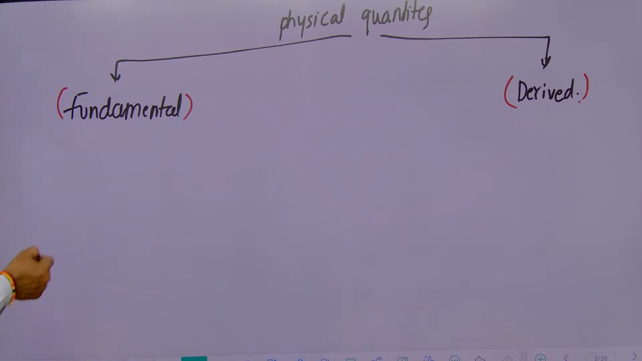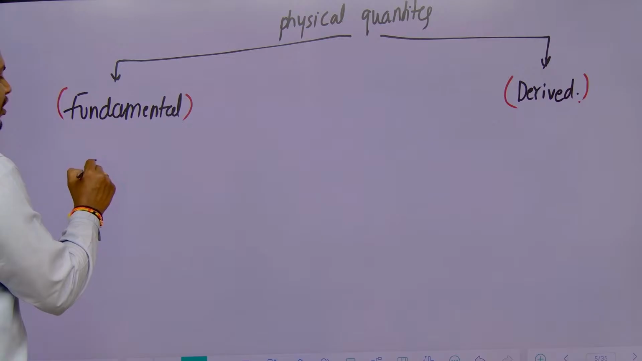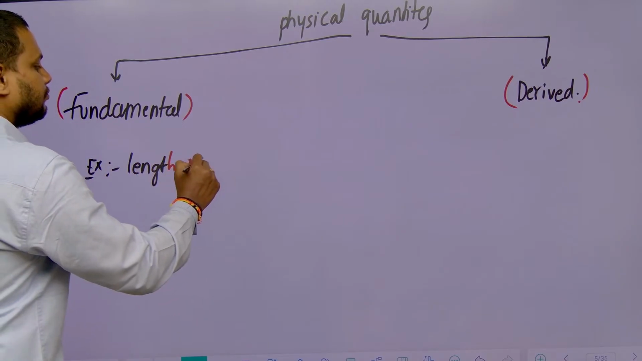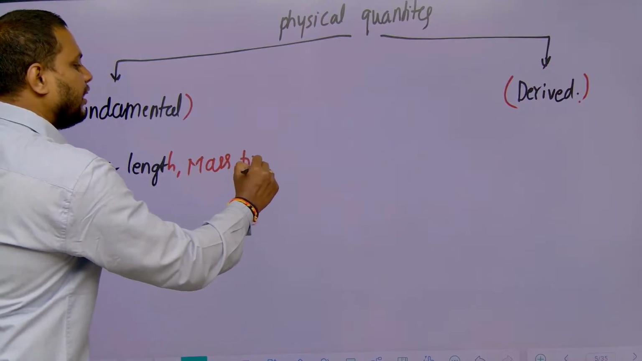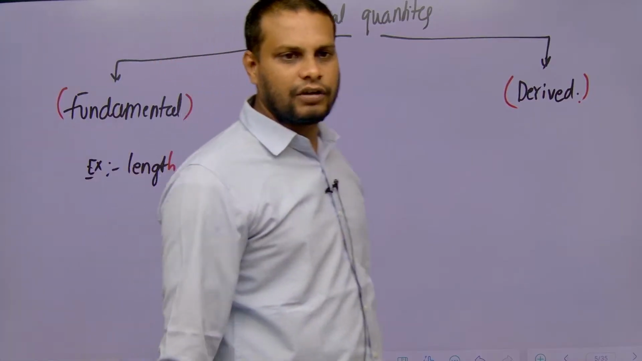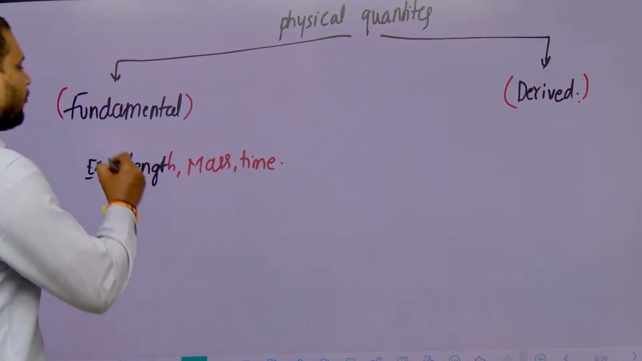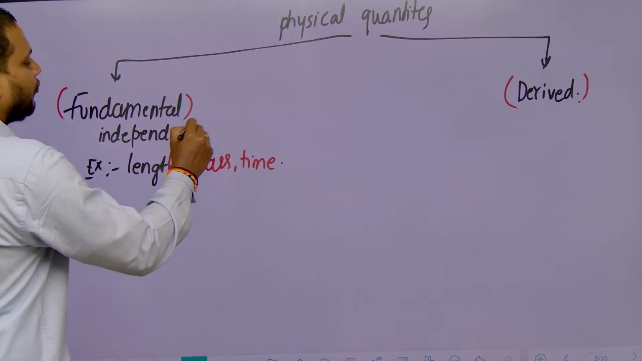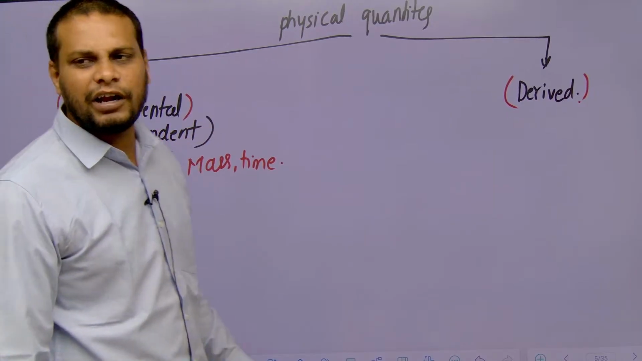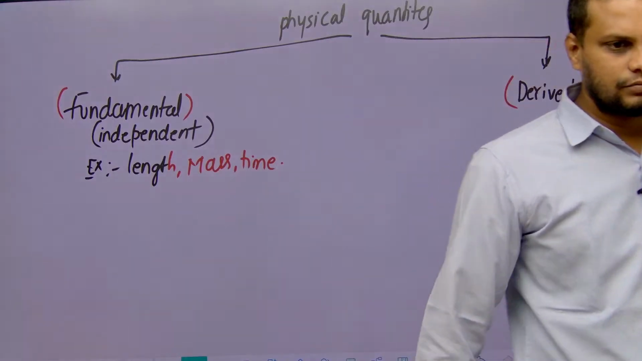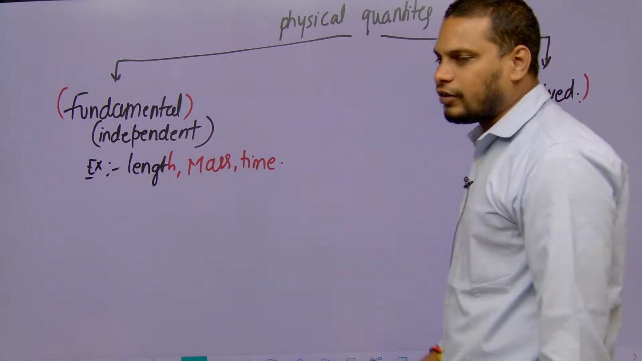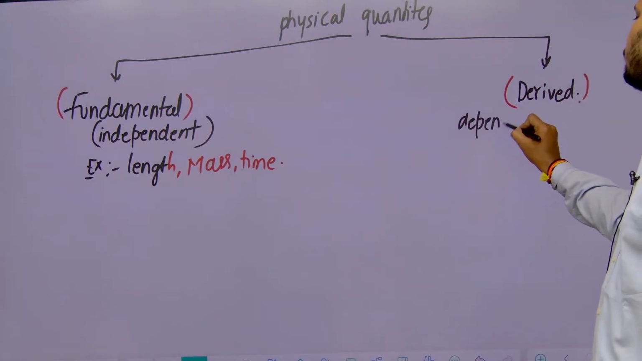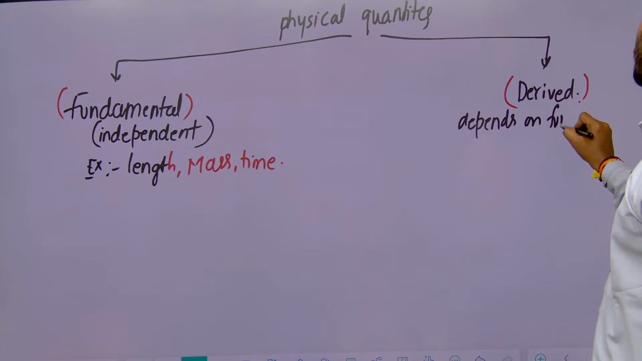Now if you take fundamental physical quantities, what are the examples? Length, mass, time. Clear? These are independent of any other physical quantities. What are fundamental physical quantities? These quantities are independent of any other physical quantities. That means they don't depend on anything. But derived physical quantities depend on fundamental quantities.